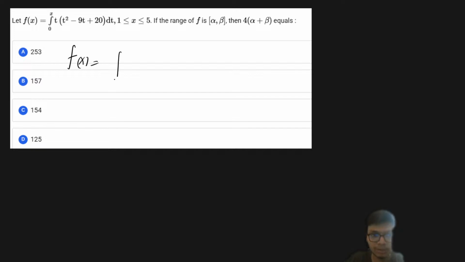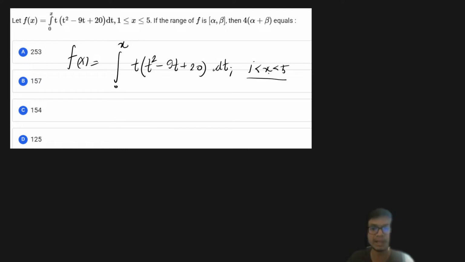If you look at the question over here, it mentions a function f of x which is defined from 0 to x, and it is defined as t into t square minus 9t plus 20 dt, right? And it is mentioned that x is lying between 1 and 5. Now, we have this functional expression, which is basically a variable limit definite integral, right? If we have to find the range of this integral, it is equivalent to solving this question for getting the maxima and the minima, right?